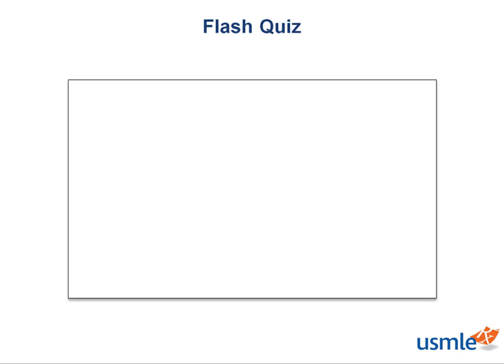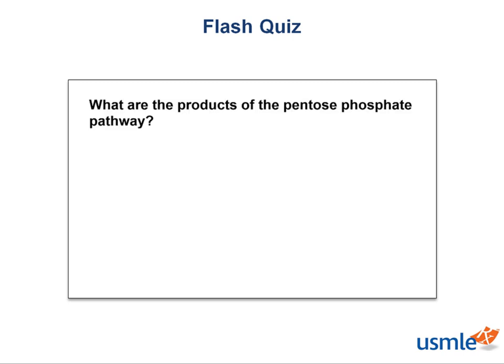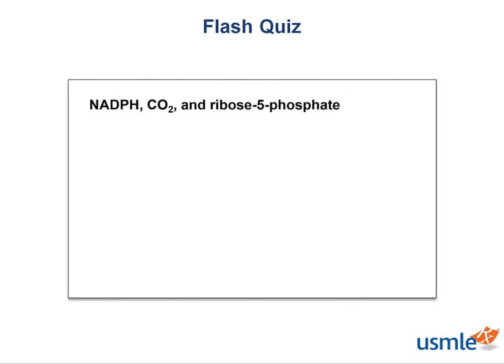Okay, that was a lot of information. Let's do a quick quiz. Can you remember what the products are of the pentose phosphate pathway? Great if you said NADPH, carbon dioxide, and ribose 5-phosphate.